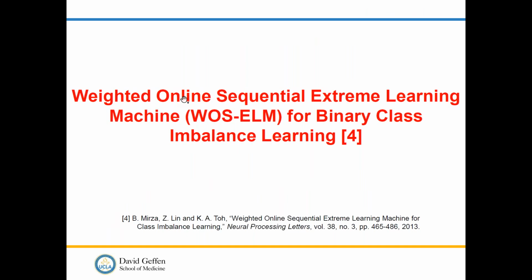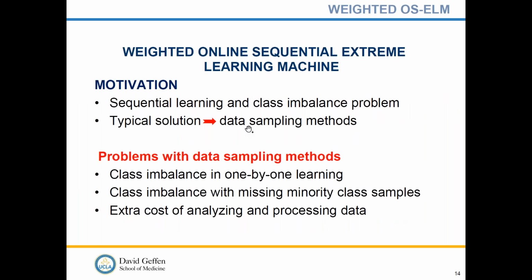So the first method that I'm going to discuss is called Weighted Online Sequential Extreme Learning Machine, or WOS-ELM, for binary class imbalance learning. As I mentioned, in sequential learning there is no class imbalance learning method that can work in one-by-one learning, because the typical solutions include data sampling methods which require a chunk of data instead of one sample at a time learning.